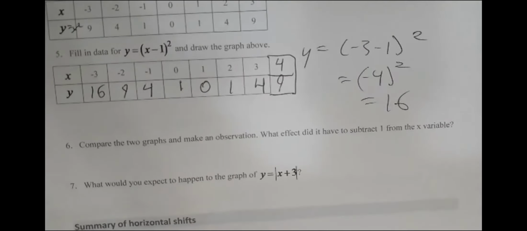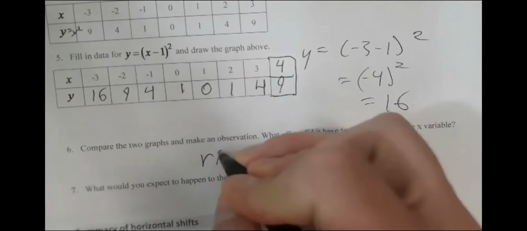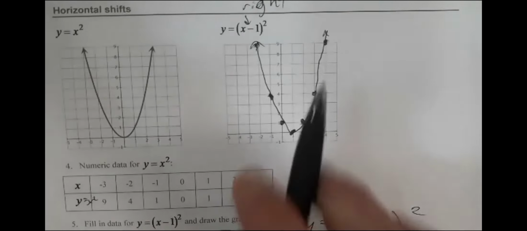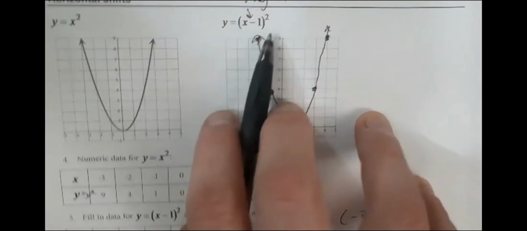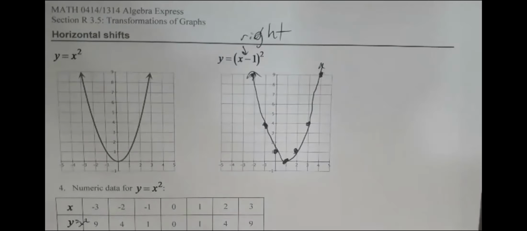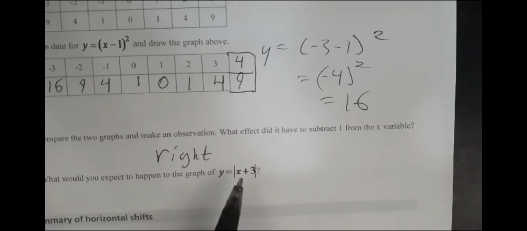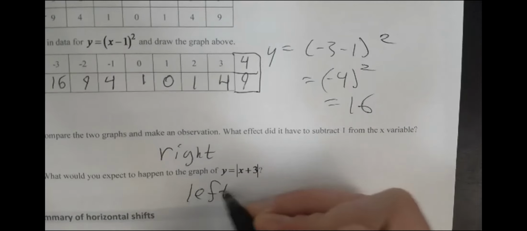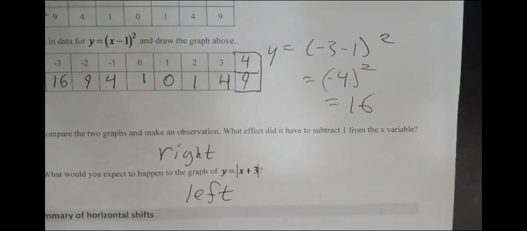So then they ask us, compare the two graphs and make an observation. What effect did the subtracting one have from the x variable? So if we subtract 1, without doing this lesson, you might have said this is probably going to move it to the left. No, it moves it to the right. Subtracting moves it to the right. Addition is going to move it to the left. So it's kind of backwards from what you think.